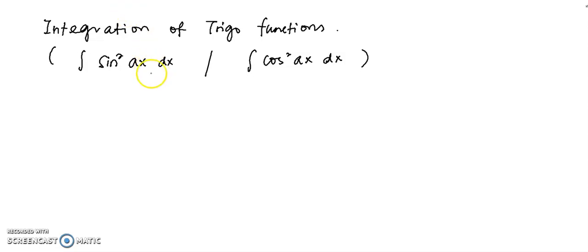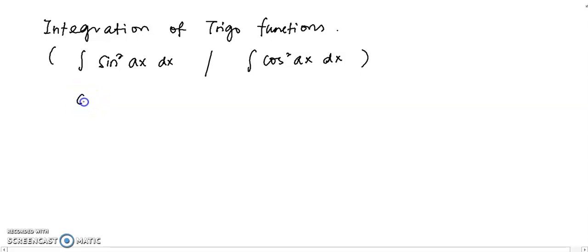Hi everyone, this video shows you the integration of trigonometric functions, and I specialize this video in integrating sine square ax dx and cos square ax dx. When you come across this type of function, we should relate it with the double angle formula for the cos 2a.